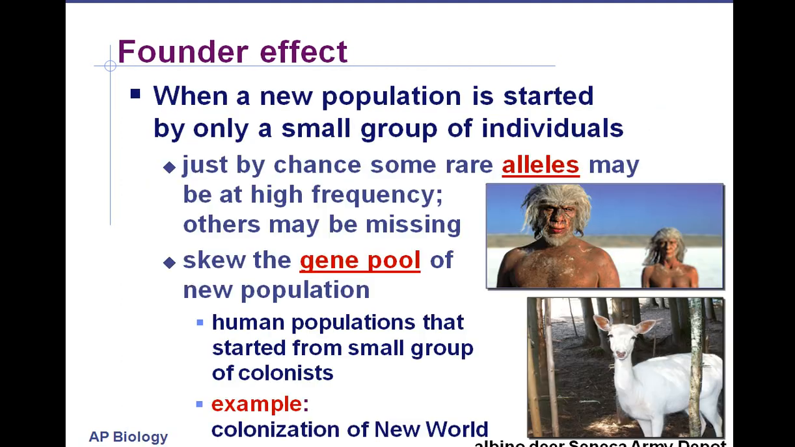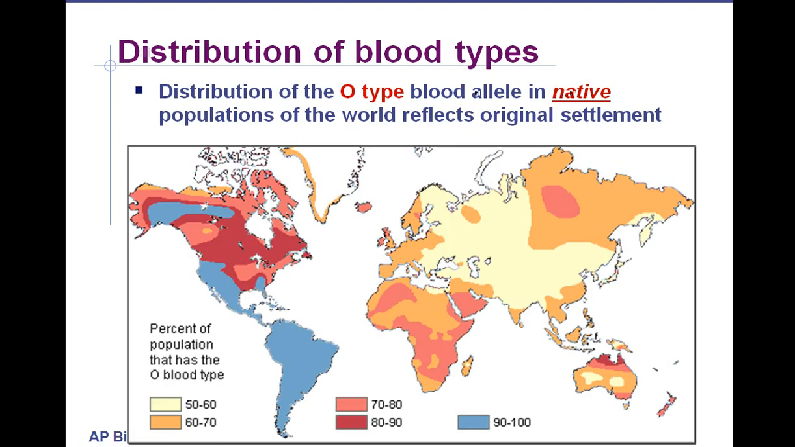Those deer, by the way, are all white because that's the only alleles they took with them. So they are all albino. All right, so distribution of blood types. We have O blood types found mainly in South America. And what we think happened is that the Asians that went across the land bridge colonized North and South America, and they eventually became the Native Americans.